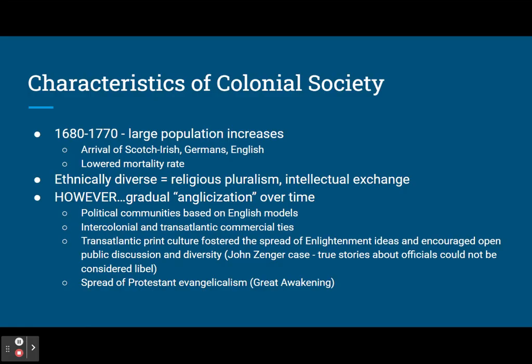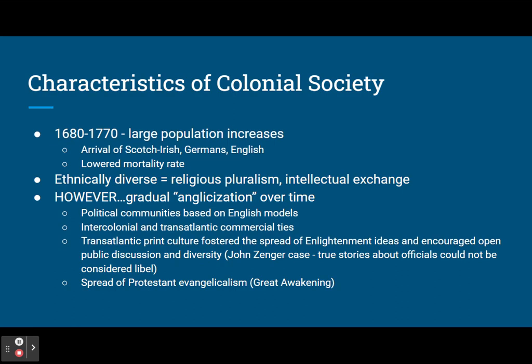Additionally, we're going to see the development of a transatlantic print culture. More and more printing presses come to be in operation in the 18th century. On the eve of revolution, there's about 40 papers in colonial society that are printed, most of them a single large broadsheet. So transatlantic print culture is definitely going to help foster the spread of Enlightenment ideas, and we're going to talk about that in just a second. It's also going to encourage open public discussion and debate. Many colonists published opinion pieces in these papers or sermons, and it's going to encourage a diversity of ideas.